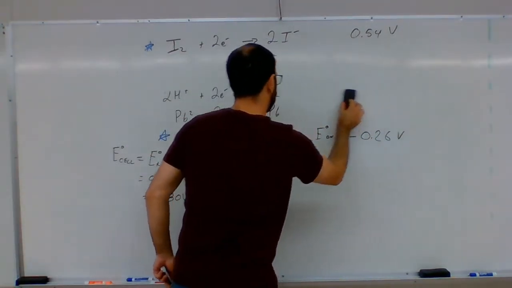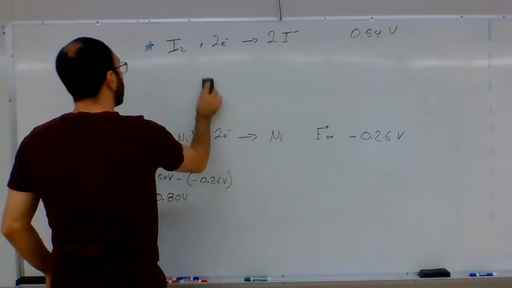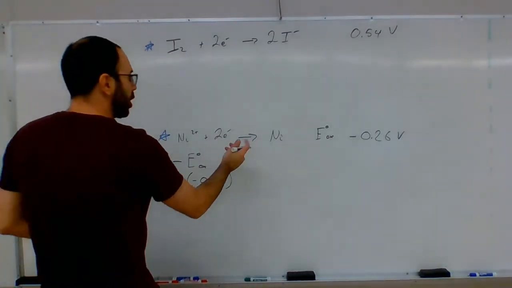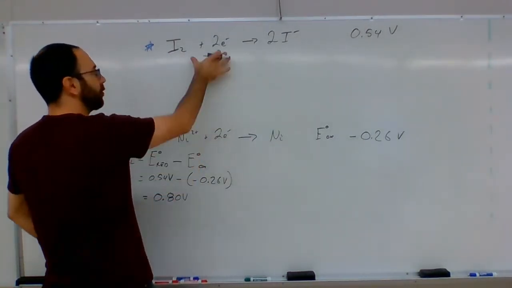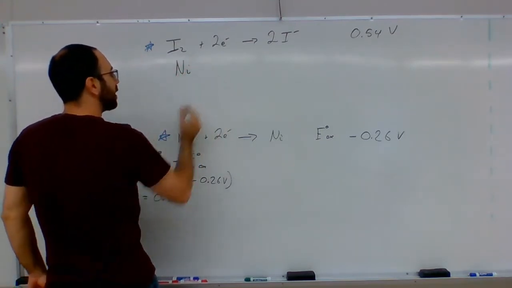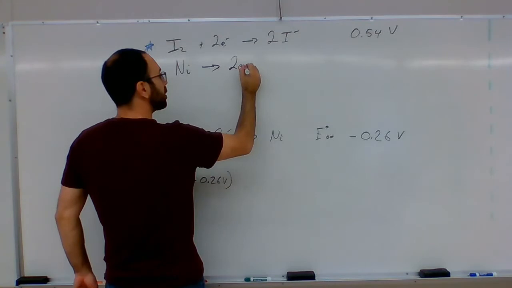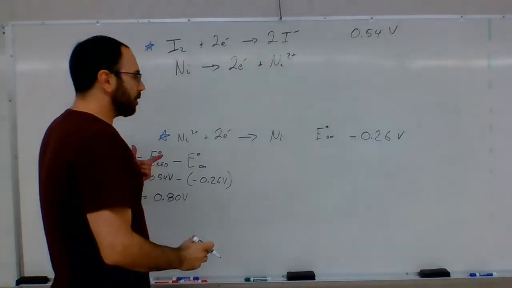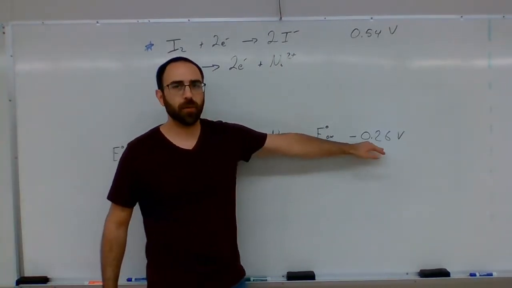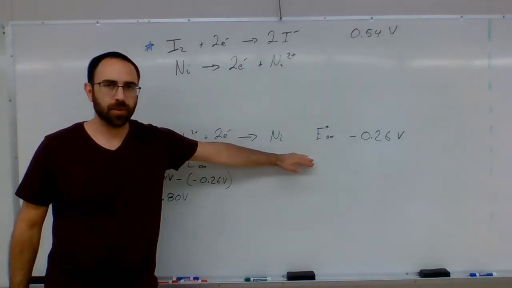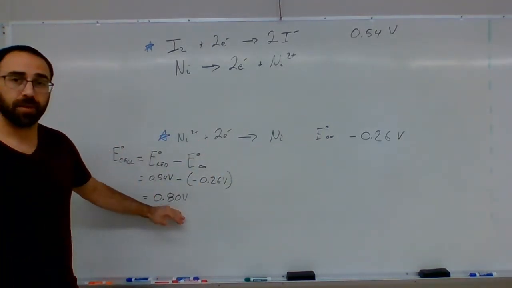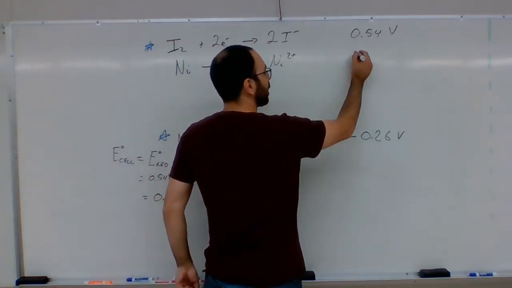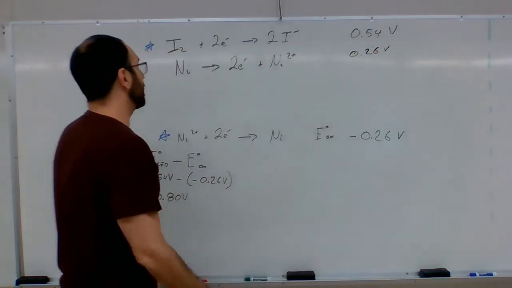is if we're using this iodine reaction as is, and that's going to stay as that reduction, and we need this oxidation. So we need to flip this entire reaction. So if we're combining it with this iodine, we're actually going to have this nickel going to the 2 electrons plus the Ni2 plus. And this negative 0.26 volts we have here is based on it going in this order. And that's the way that we have this written out as well. But if I flip this, I've got to flip my sign here and get to a positive 0.26.